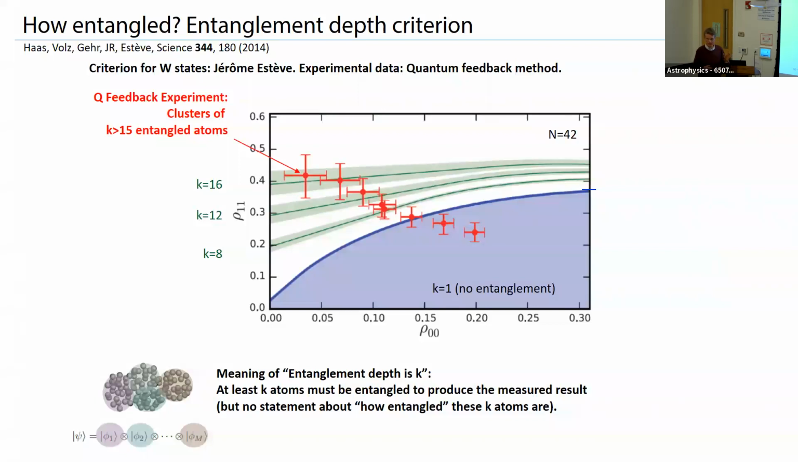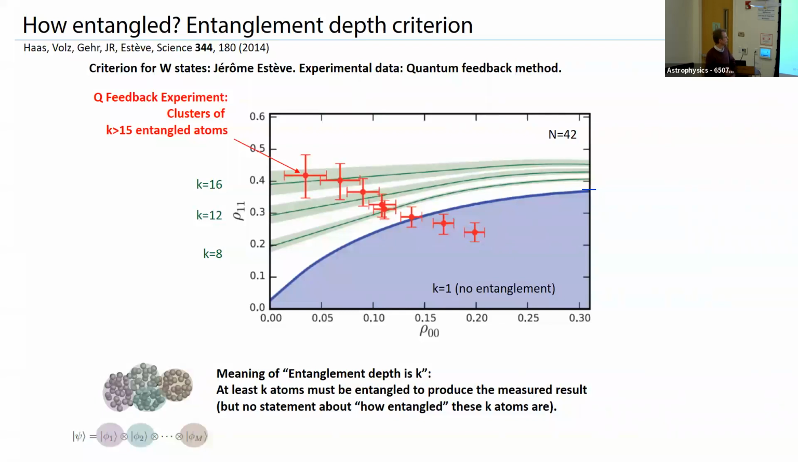And so mathematically this gets a little bit involved because you have to somehow enumerate all your states, but Jérôme Estève, at that time as a good ENS-trained physicist, was able to work that out. And here's what you get. You just need to look at two density matrix elements, rho 0,0, the probability of being in the bound state, and rho 1,1, the probability of having one excitation. And then it turns out that you can't have just any combination of these two matrix elements without being entangled.